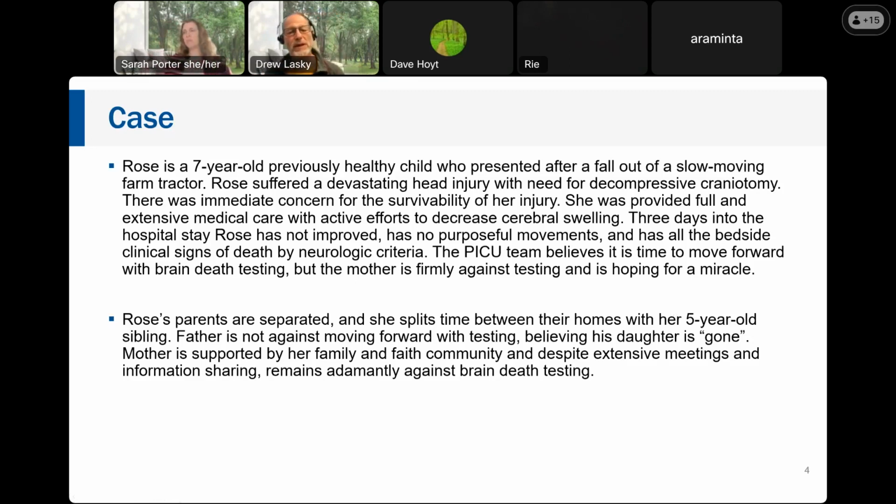Rose's parents are separated. She splits her time between their homes with her 5-year-old sibling. Father is not against moving forward with testing, believing his daughter is quote unquote gone. Mother is supported by her family and the faith community, and despite extensive meetings and information sharing, remains adamantly against brain death testing.